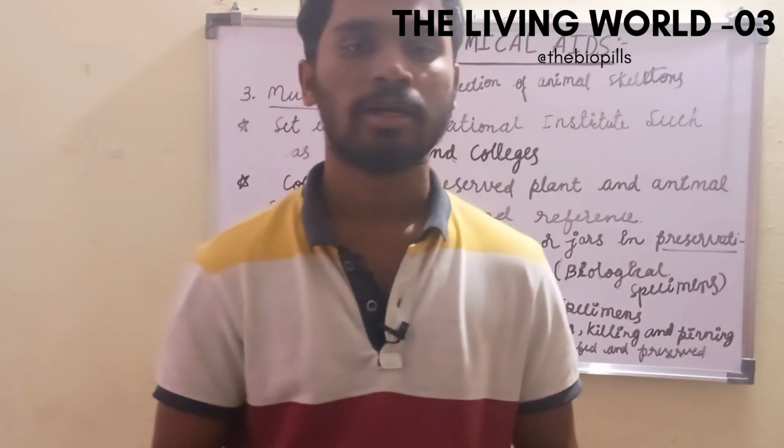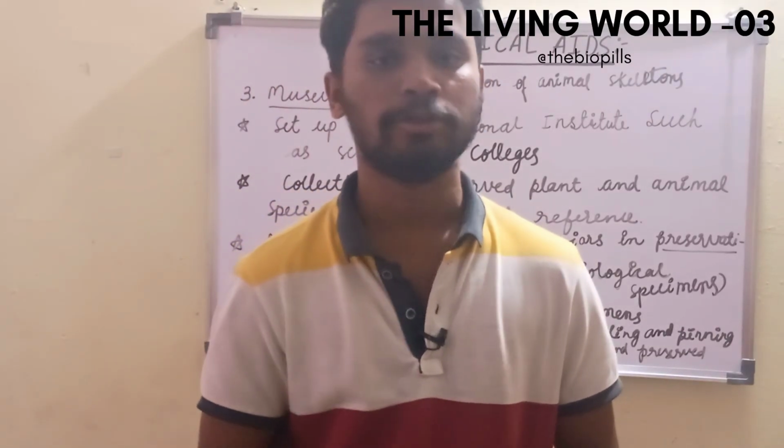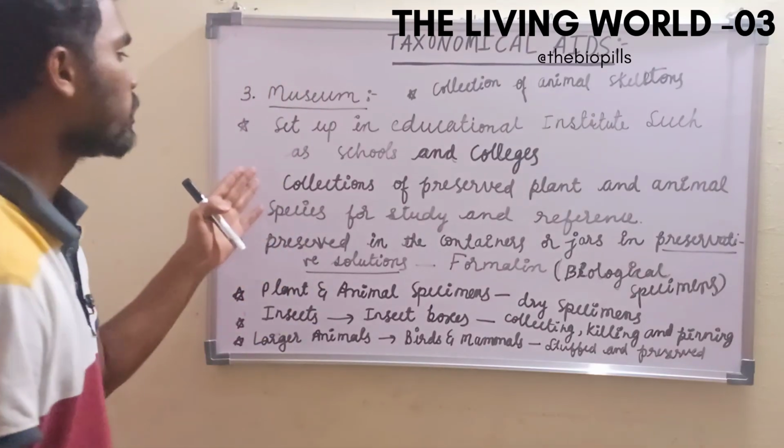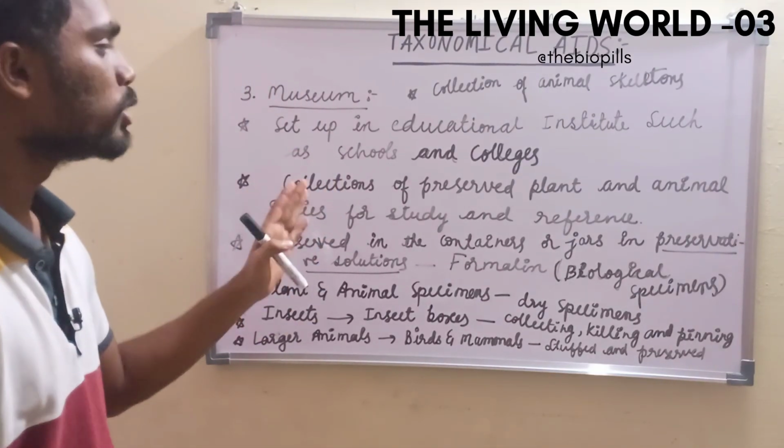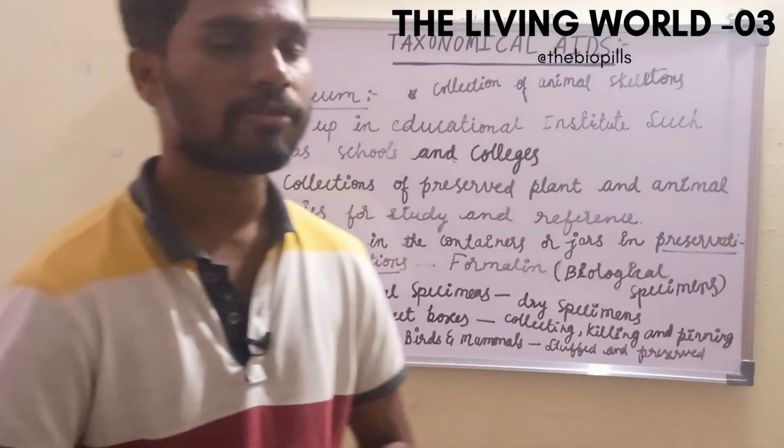Third taxonomical aid is museum. Let us understand what museums are. Museums are generally set up in educational institutes such as schools and colleges. Most of us are familiar with museums because in our childhood most of us went on tours where they showed us one kind of museum or another.